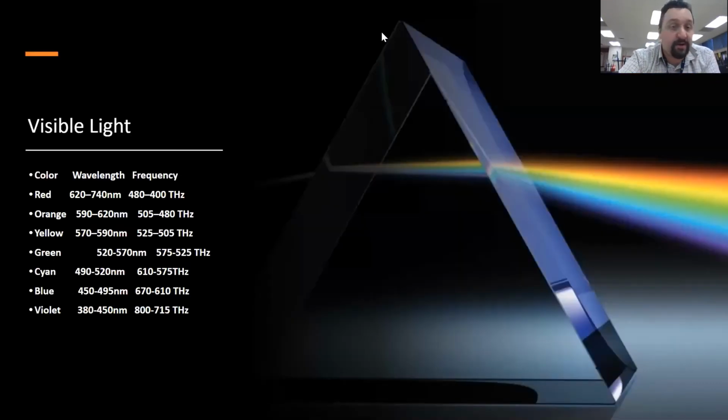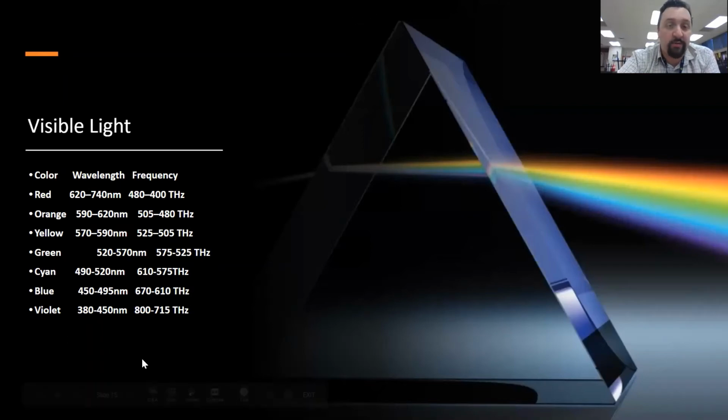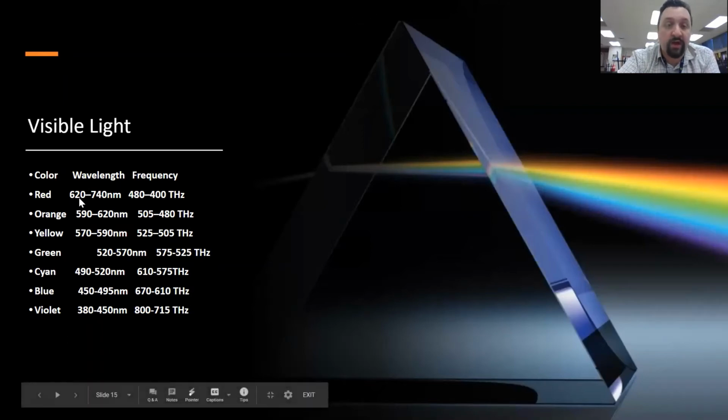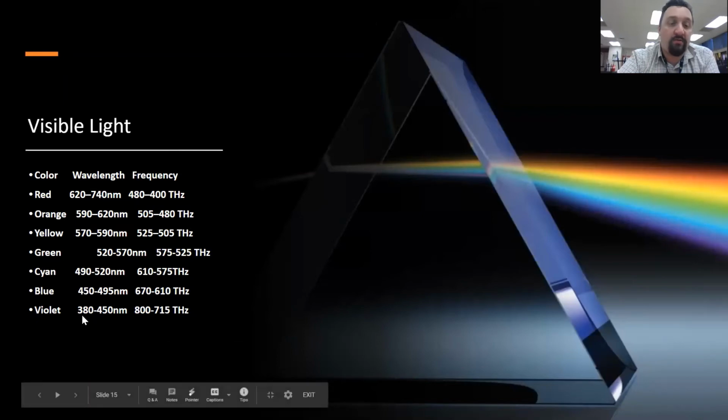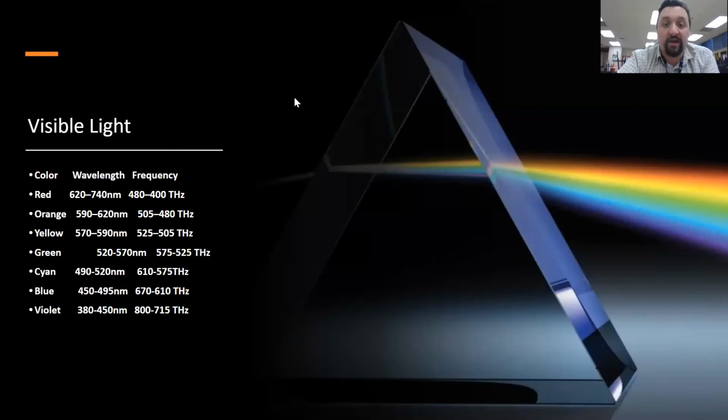Visible light, between 740 and 380 to 400 nanometers, the colors of the rainbow. Most important thing, the longest wavelength is red at 700 to 740 nanometers. Violet or purple is 380 to 450 nanometers.